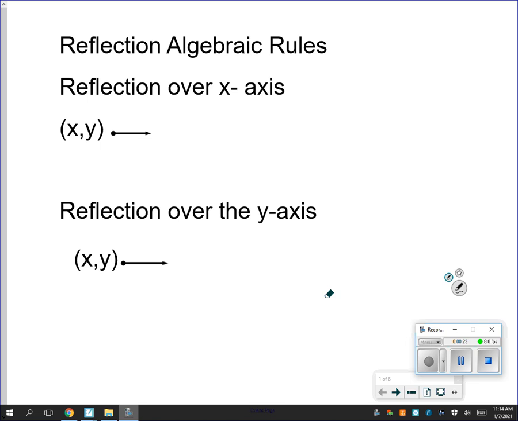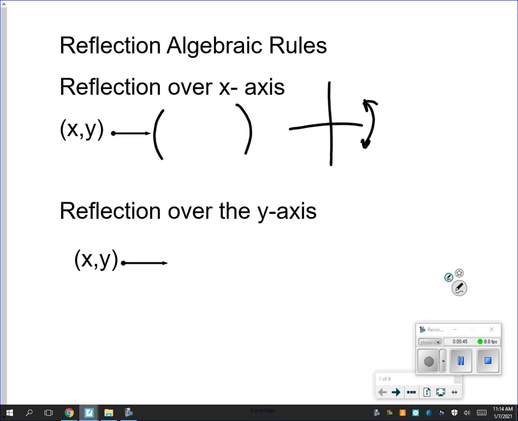So anyway, to start off today, we'll review some of the reflection algebraic rules, and what happens when you reflect over the x-axis and reflect over the y-axis. And what if you don't have a graph? Alright, here I have a reflection over the x-axis. Just a refresher: when you reflect over the x-axis, that's an up, down flip. But we're looking more at the algebraic side, what happens to coordinates when you do that.